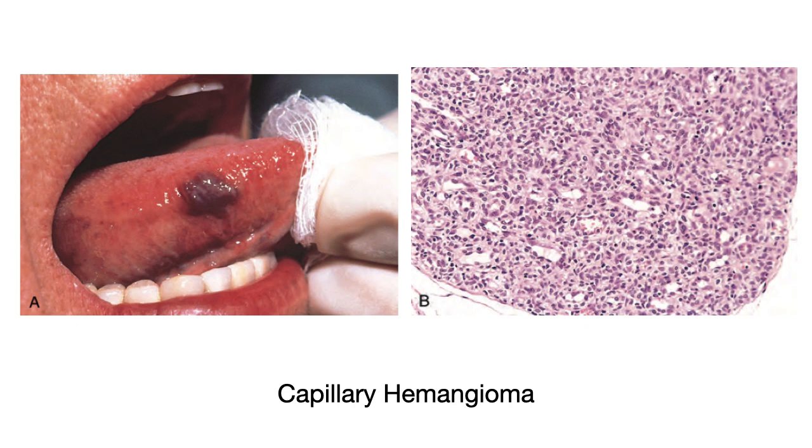What is the most common type of hemangioma? Capillary hemangiomas. Capillary hemangiomas are usually found in very young individuals and tend to regress over time.